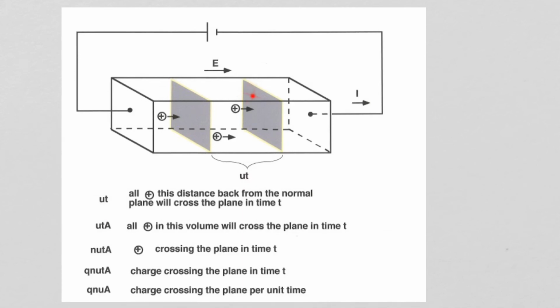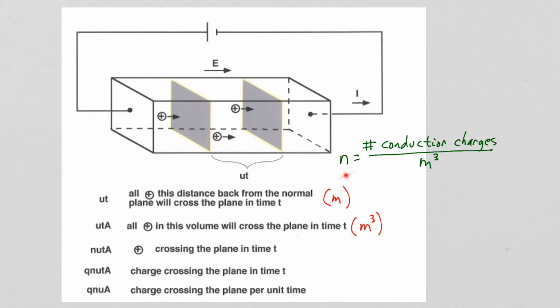If the cross-sectional area of the conductor is A, then all of the conduction charges in the volume A times ut will have gone through our observation plane. So u times t times A is that volume. So a distance times a cross-sectional area, and the units are meter cubed. The symbol N will represent the number of conduction charges per unit volume. So N times the volume will just give us the number of conduction charges inside this volume.